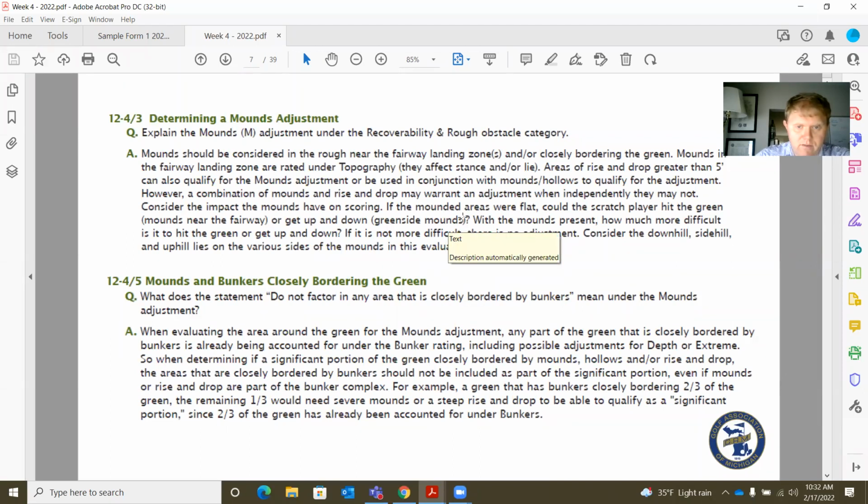So again, this kind of allows us to be a little bit more flexible, where if we do have mounds or rise and drops that do make recovery more difficult, we can recognize that even if it might not necessarily 100% meet the definition by itself.